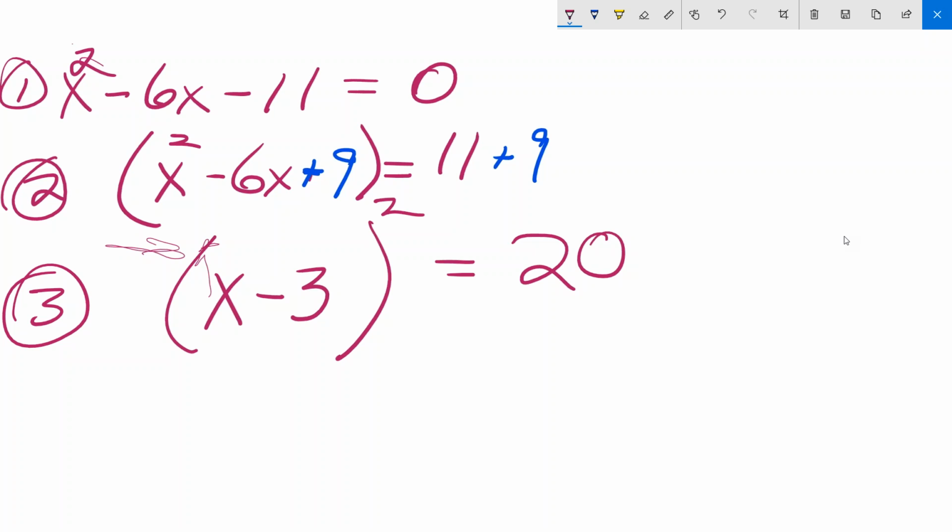Take the square root of both sides. So what does that give you on the left? X minus 3? Oh yeah, x, sorry. And what does it give you on the right? Square root 20, which is 2 square root 5.